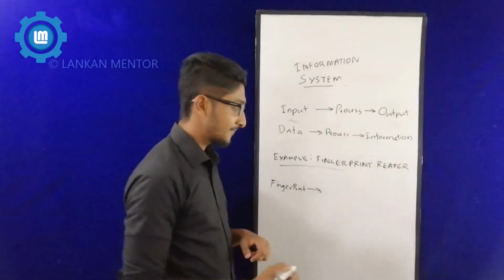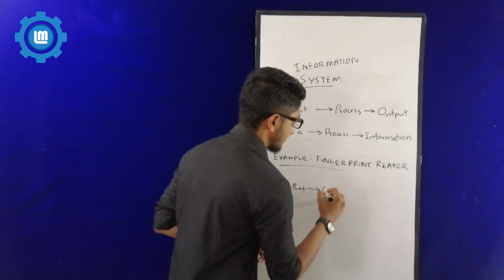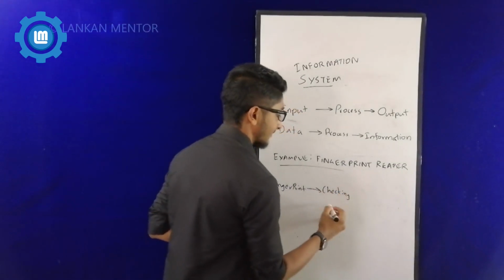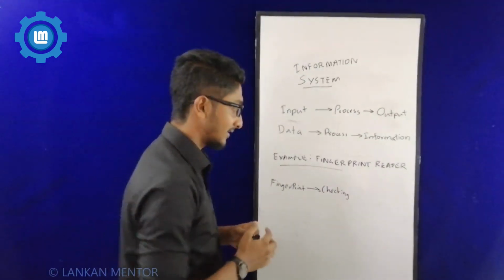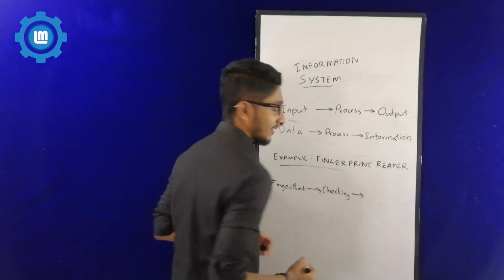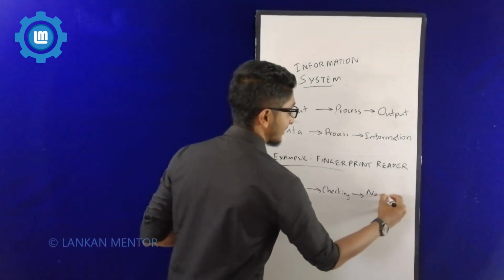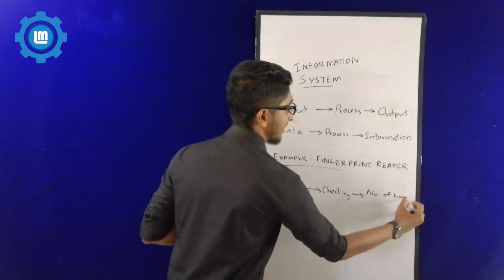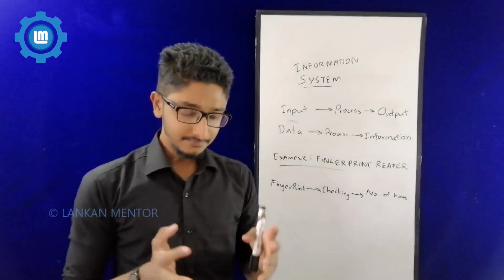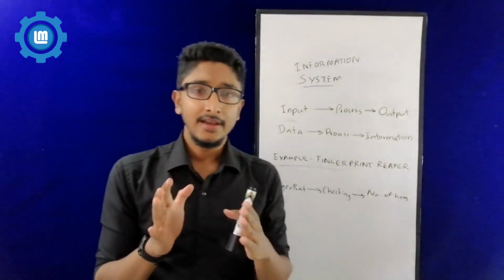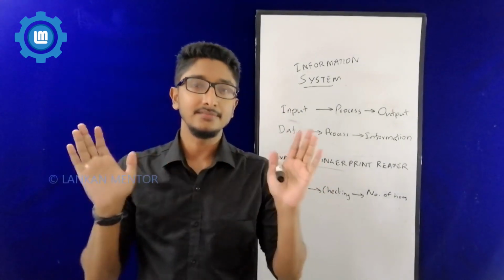Now in the fingerprint reader, the fingerprint is the input, and what is the processing going on there? The processing is they are checking whether the fingerprint is available in the system, right? And then if it is available, then by the end of the day you will get the number of hours the particular person has been in that place. Just like that. Just remember this. Information system means converting data into information. That is the concept, right?